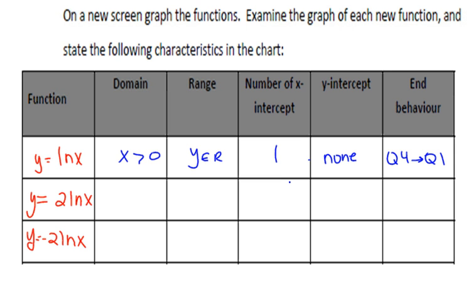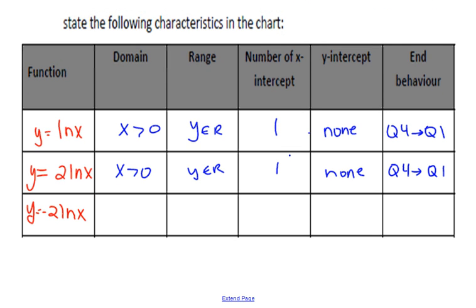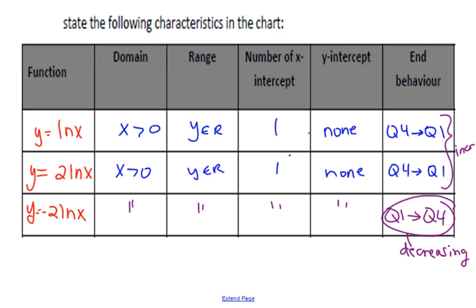Do you think anything will be different from this graph to this graph? No, so it's still a positive a value. So it's all the same type of behavior in terms of domain, range, number of x-intercepts, number of y-intercepts, and behavior. Okay, so what was the difference for -2? It's quadrant 1 to 4. So it's decreasing, right? This means it's a decreasing function, just like we saw last time. And these guys are increasing because our a value is positive. And the rest is the same.